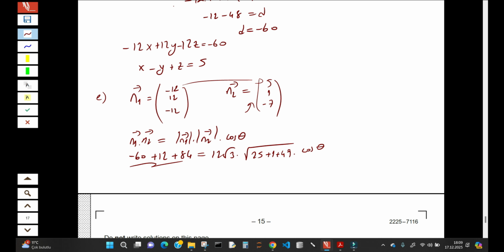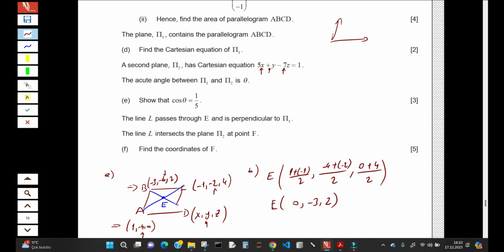Simplifying this side, 36 equals 12 times square root of 3 times square root of 75 times cosine theta. From here, you can cancel 12, and 3 equals square root of 3 times 5 times square root of 3 times cosine theta. Cosine theta equals, you can cancel 3 also, 1 over 5, right?